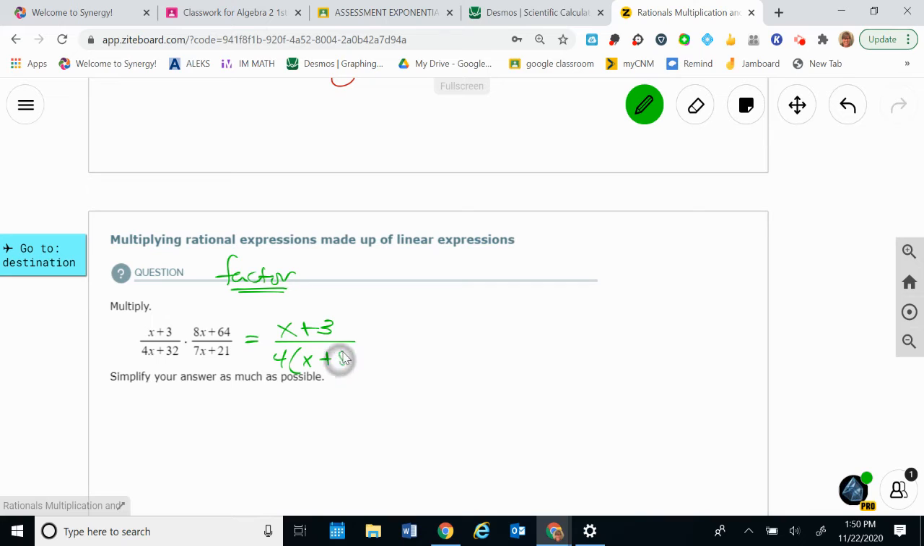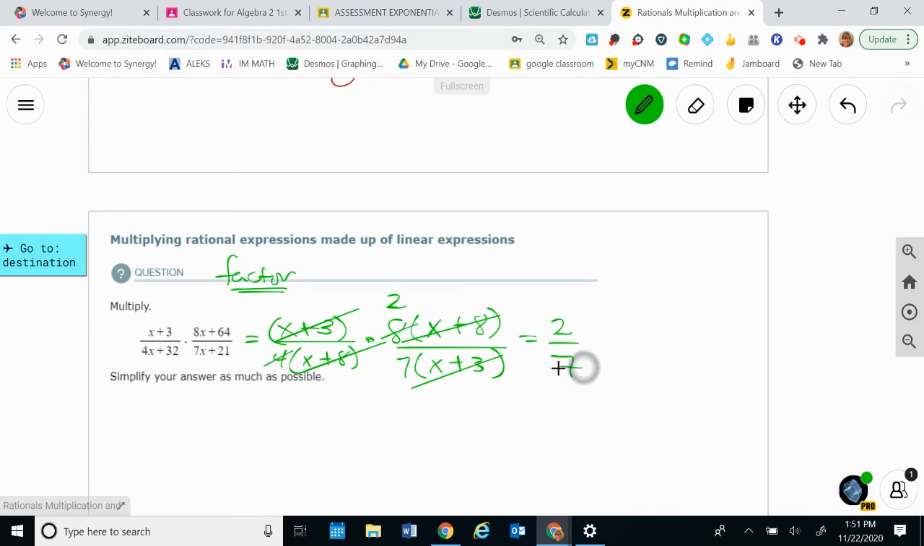4 times 8 is 32. Times 8 is in common. 8 times 8 is 64. 7 is in common. 7 times 3 is 21. See? Now look, I can now cancel x plus 3 and x plus 8. And 4 goes into 4 once and it goes into 8 twice. So the answer is 2/7.